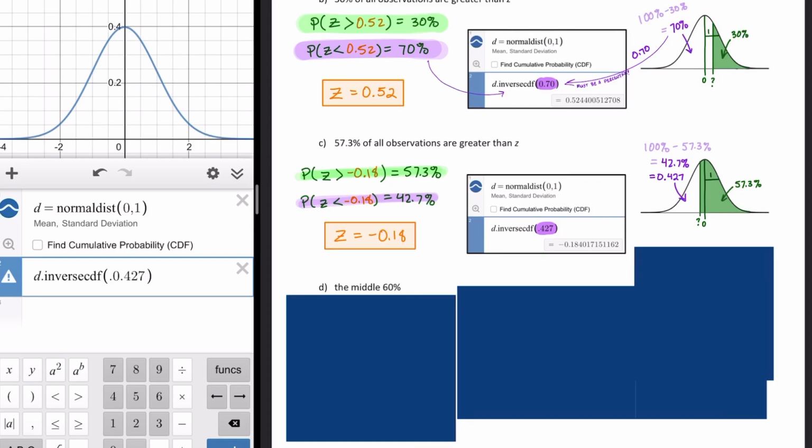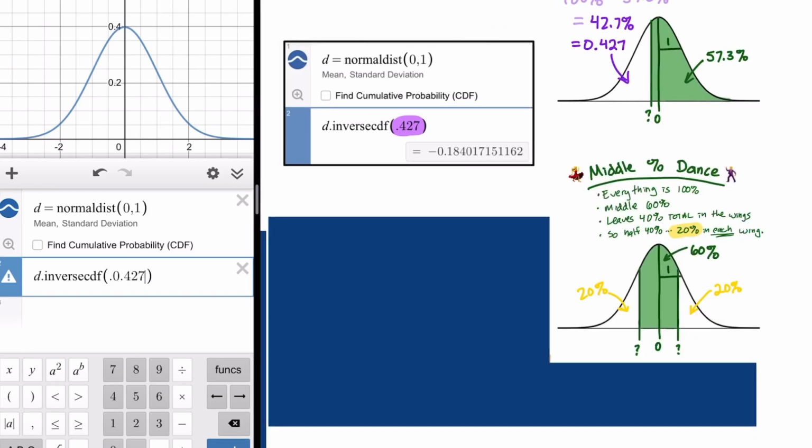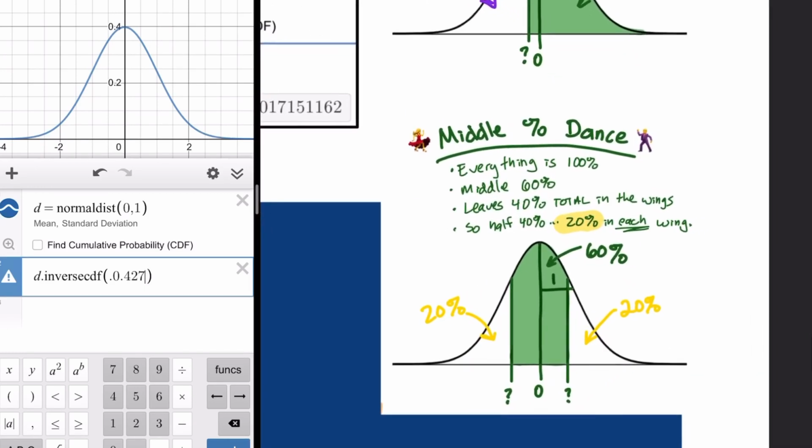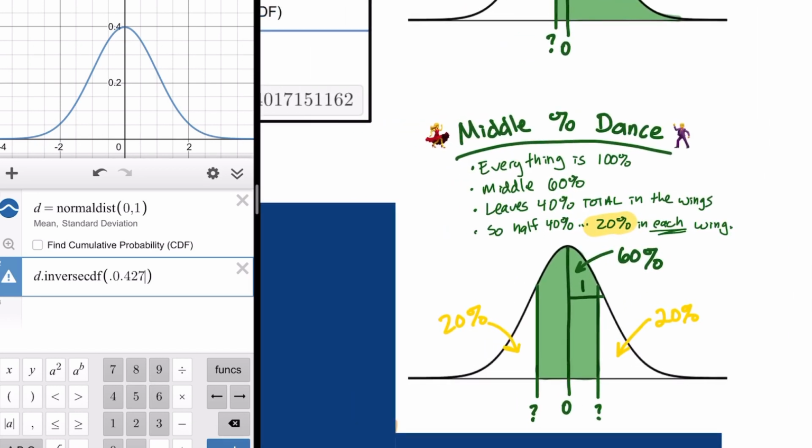All right, lastly for this video, we're going to find the middle 60%. So we're going to do what I call the middle percent dance for this. If I'm doing this physically in front of y'all, I would literally have little hand motions that go with this. It has to do with sort of wax on, wax off, but nonetheless.